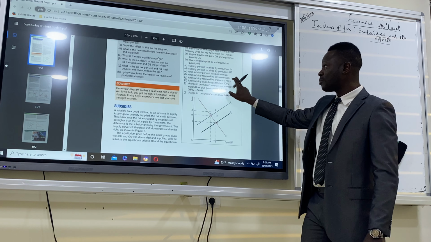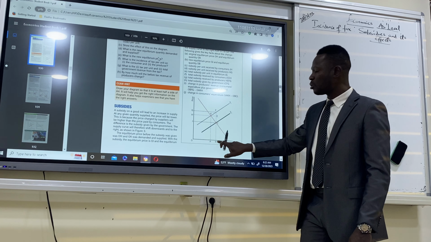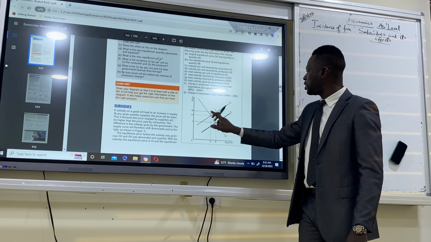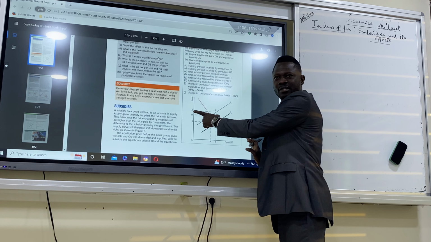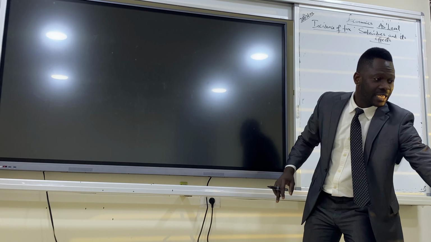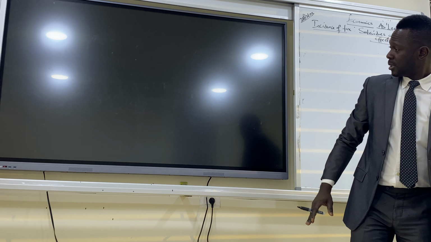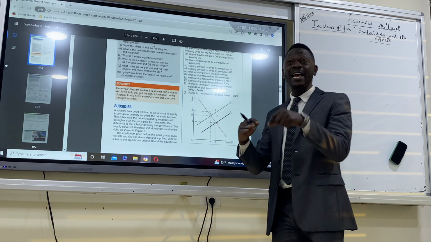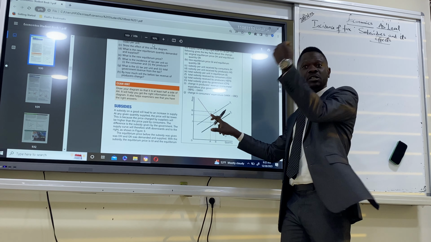So, total subsidy received by consumers is JCEH. This is the total subsidy received at the quantity of OB. Then, the total subsidy received by producers will be HEFG. HEFG. This is what producers will be getting from government. So that means producers are selling higher than the equilibrium price. Yes or no? This is the equilibrium price. Yes. But producers are selling higher than the equilibrium price.